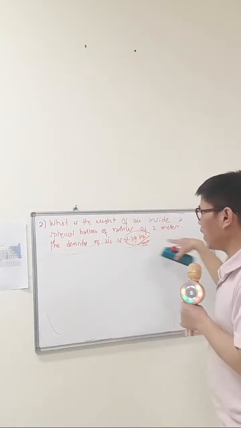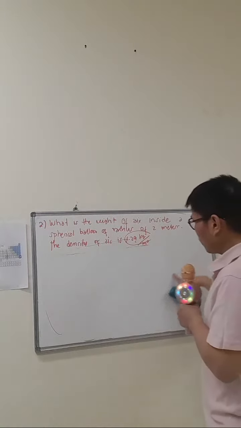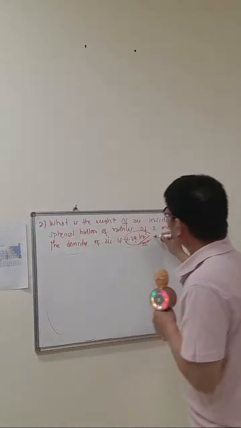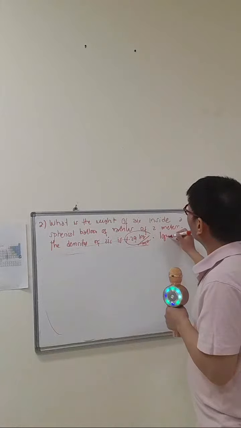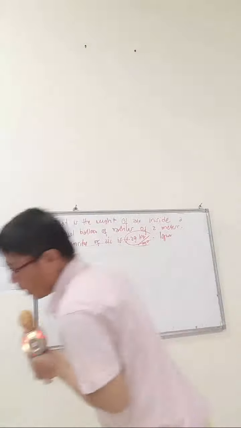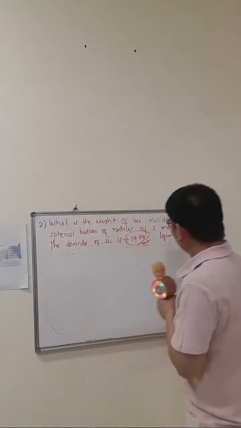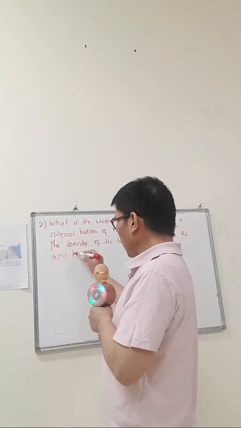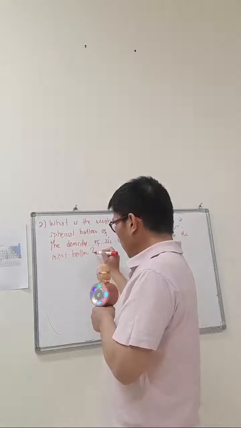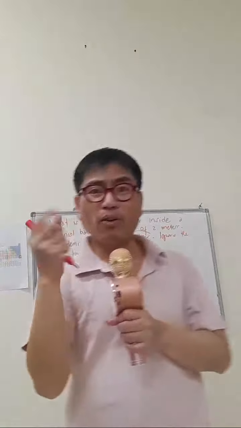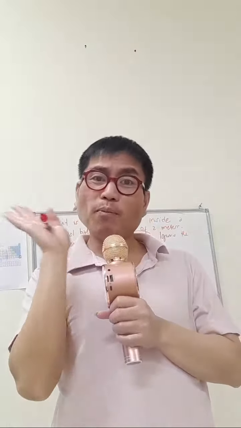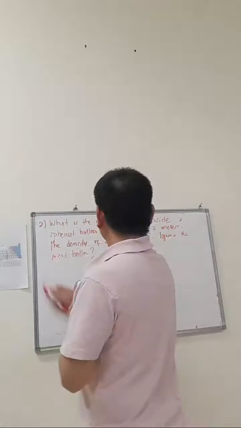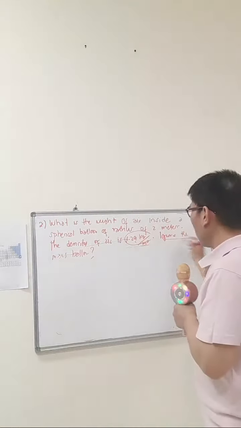So, the density of air is 1.39 kilograms per cubic meter. We just assume that is correct. Ignore the mass of the balloon. Why ignore it? Because the mass of the balloon is very light. If you measure the weight of the balloon, it's very, very small. So the problem says you will ignore that.